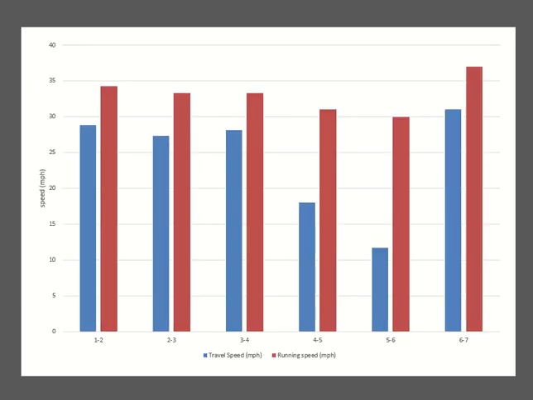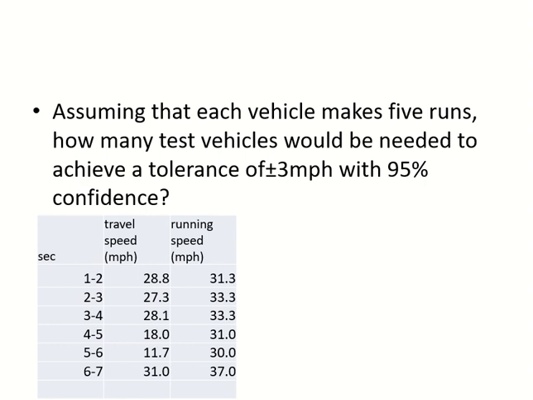Okay, so this is the plot of travel speed and running speed, the same values which you have calculated, and you can see the running speed is higher. The red line is always higher because the blue line has a delay.